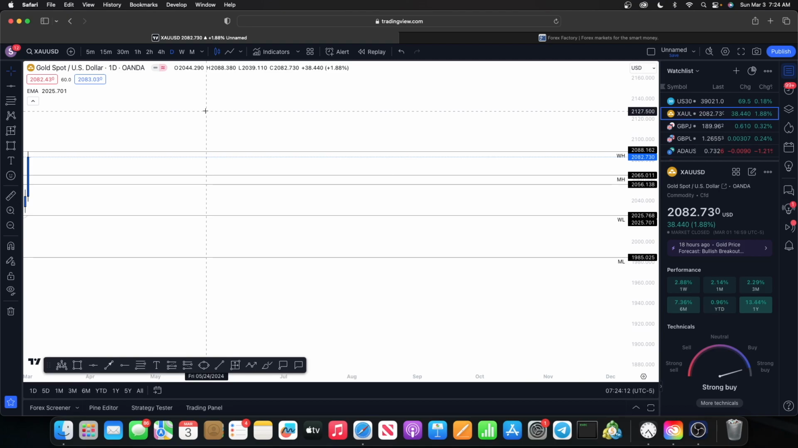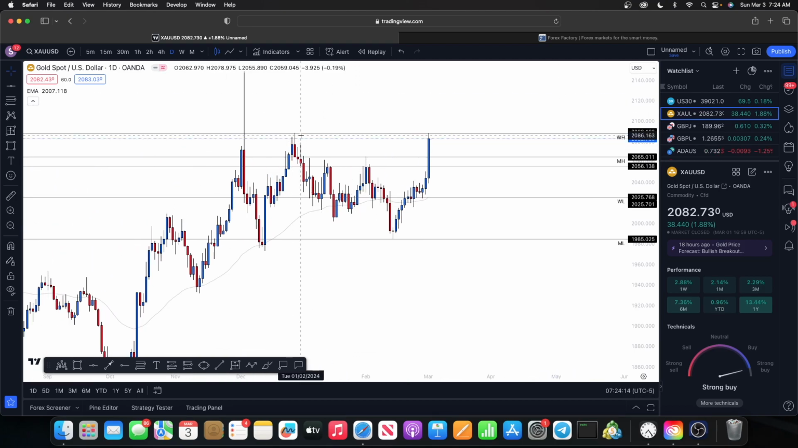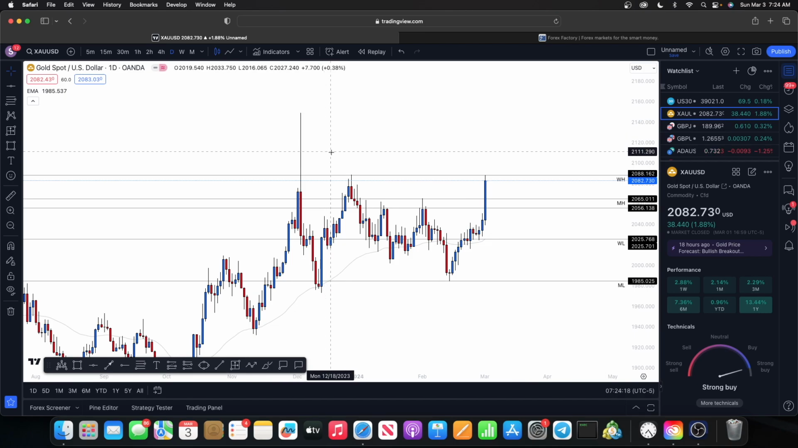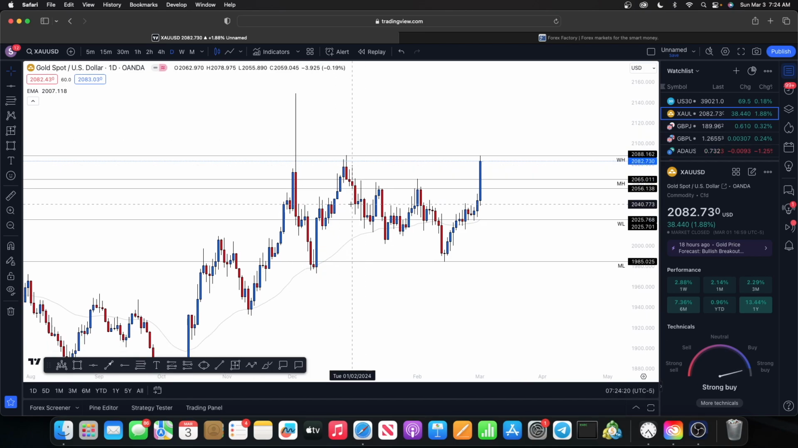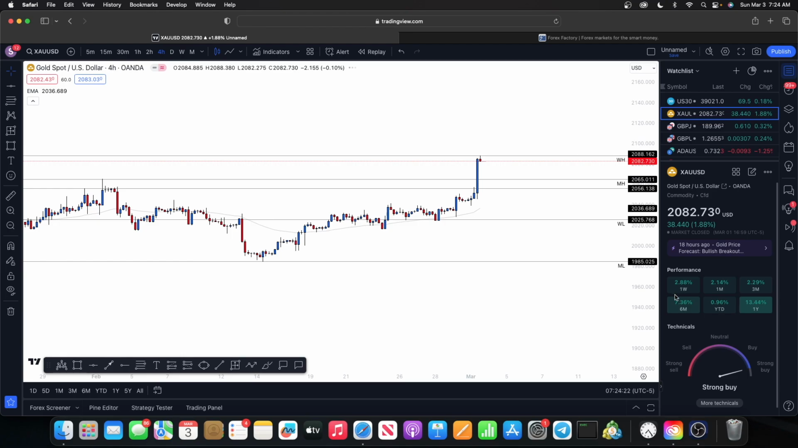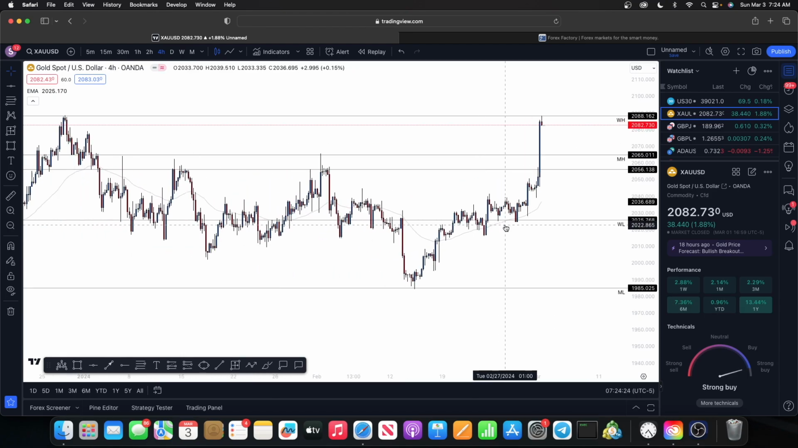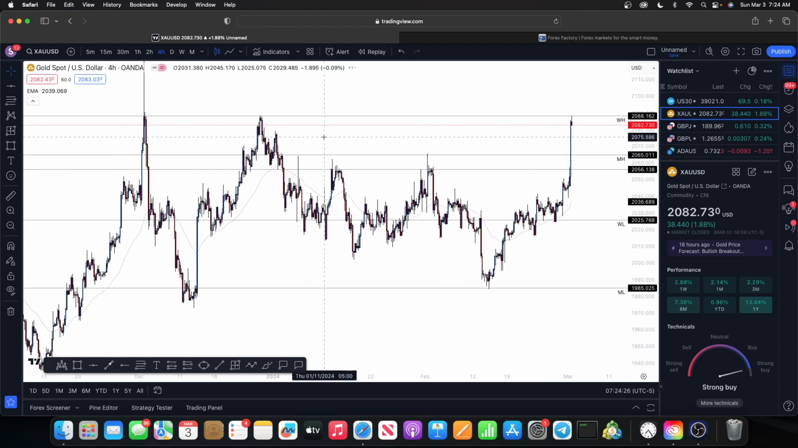But check this out. Price is back again into these highs over here. I wouldn't say all-time highs, because all-time highs is right over here, but we're back at our major resistance around the 2088. We go into the 4-hour time frame. What do we see? So far, we are currently seeing rejection. We're pretty much seeing that price is rejecting and maintaining itself under.